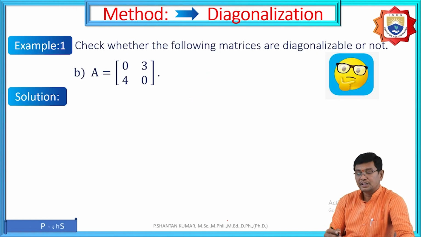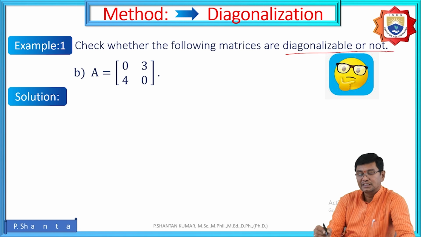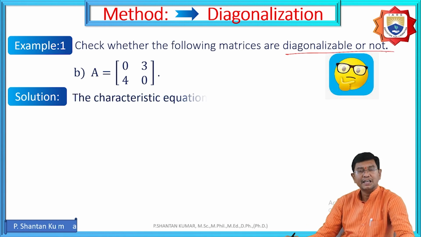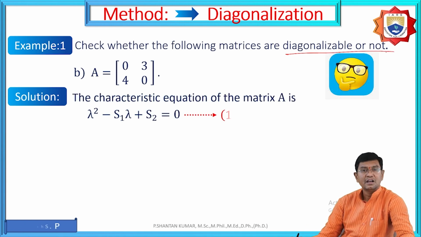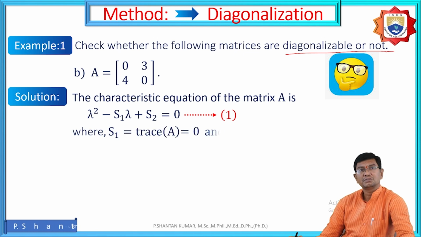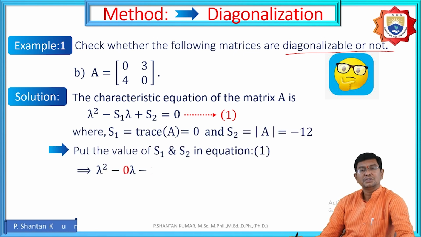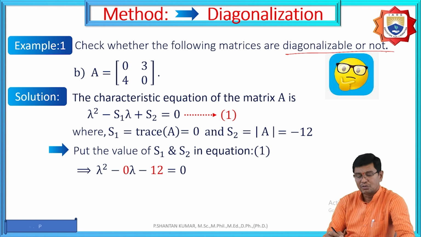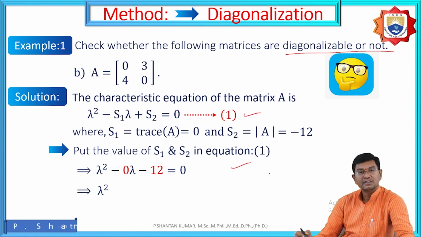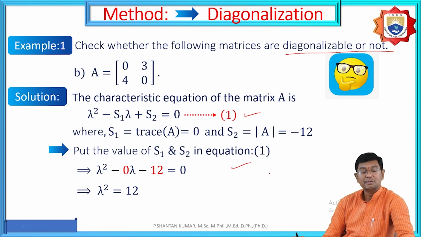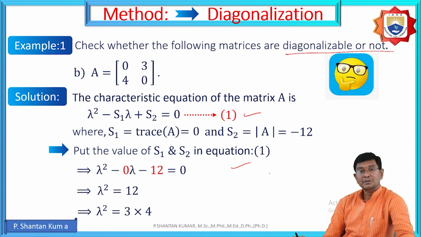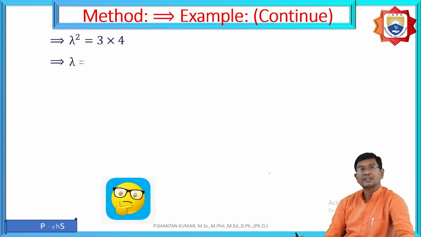For example, is this matrix diagonalizable or not? First, as per the working rule, we need to find the characteristic equation. S1 is 0, and S2 is minus 12. We discussed how to find all these conditions in the previous class. Here lambda square is equal to 12, that means lambda is equal to plus or minus root of 3 into 4, that is plus or minus 2 root 3.